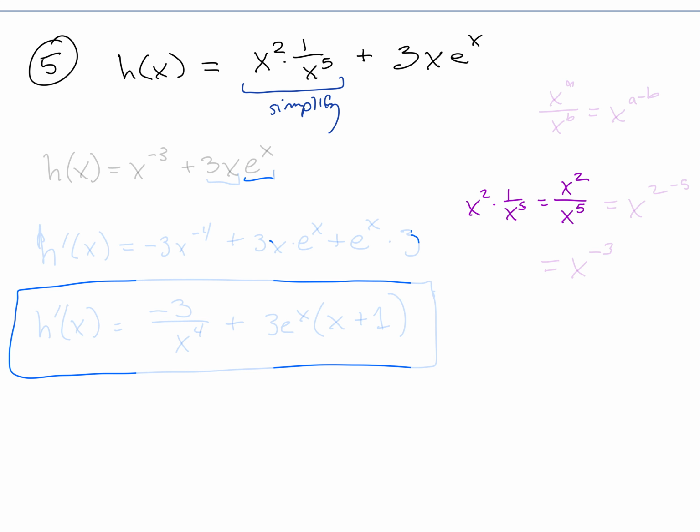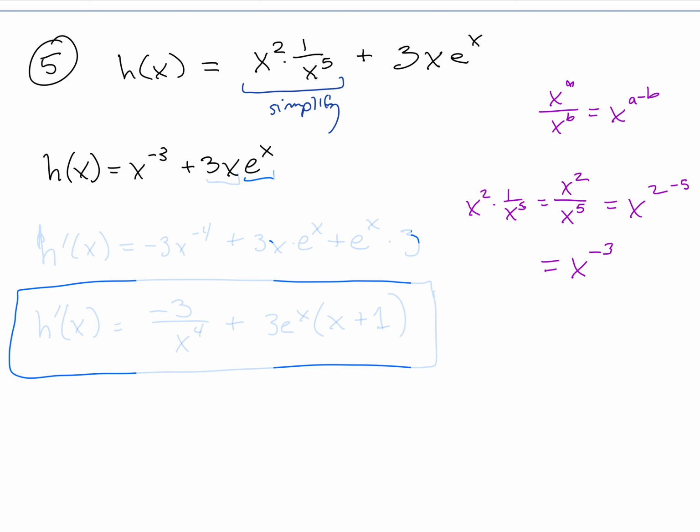And we know that x to the a over x to the b is equal to x to the a minus b. So this is equal to x to the 2 minus 5. That means this is equal to x to the negative 3. So we are going to simplify that h of x before taking its derivative. h of x is equal to x to the negative 3 plus 3x e to the x.